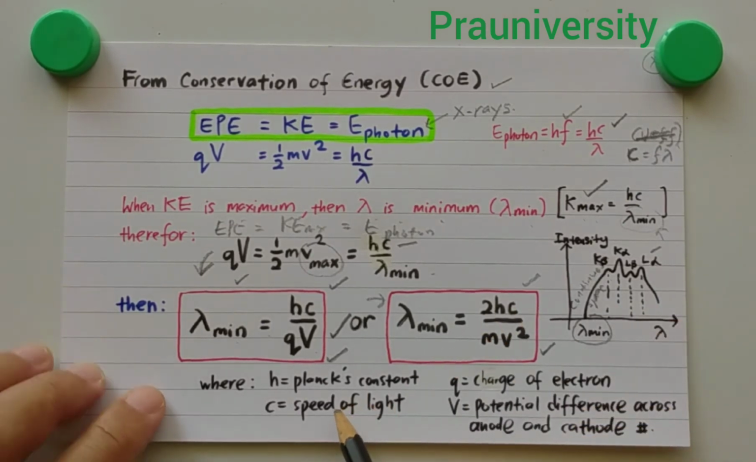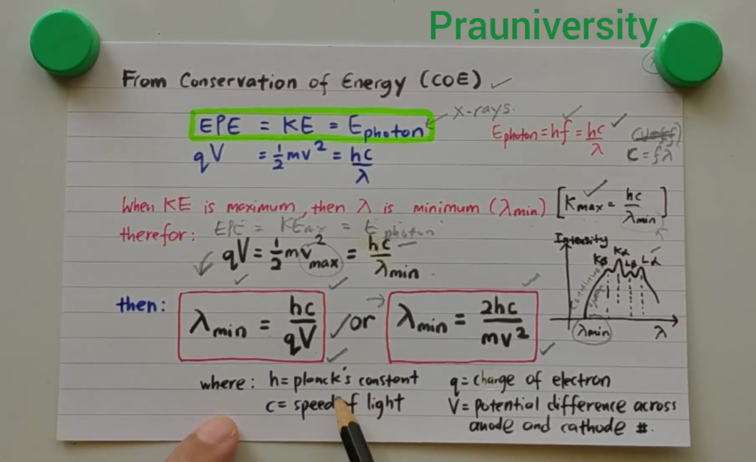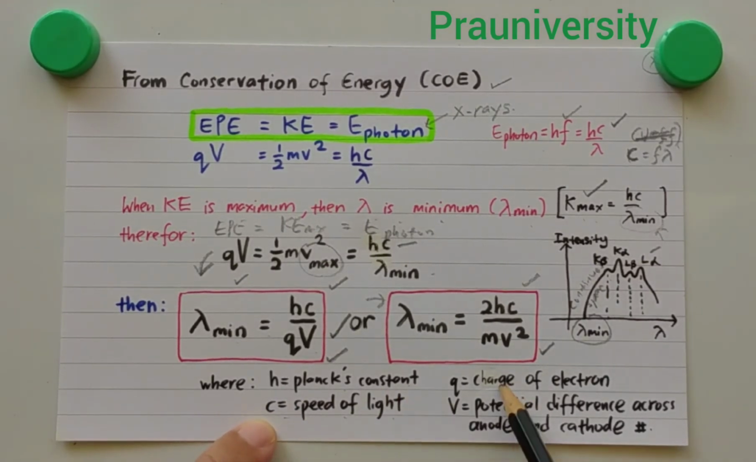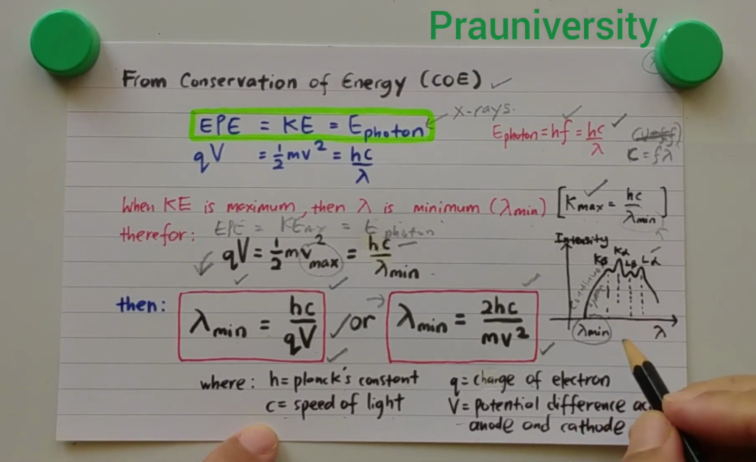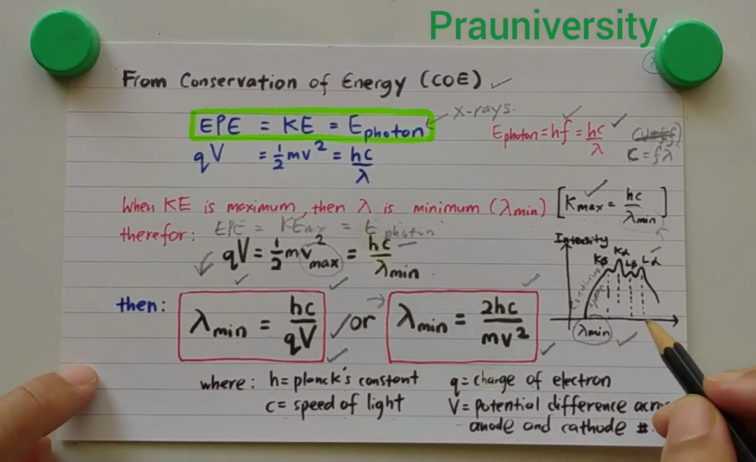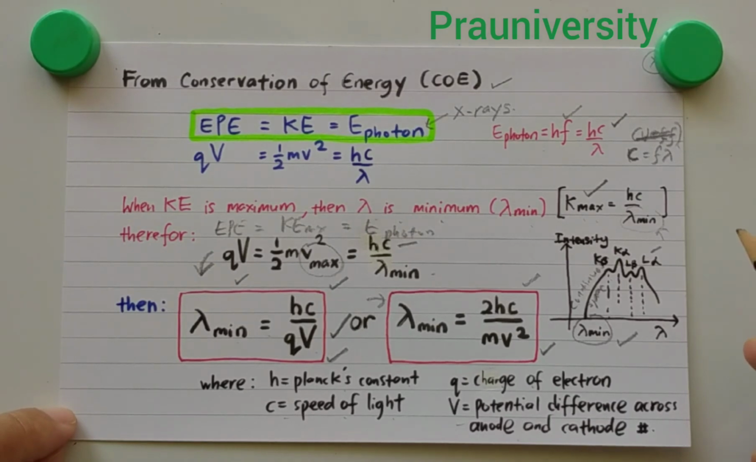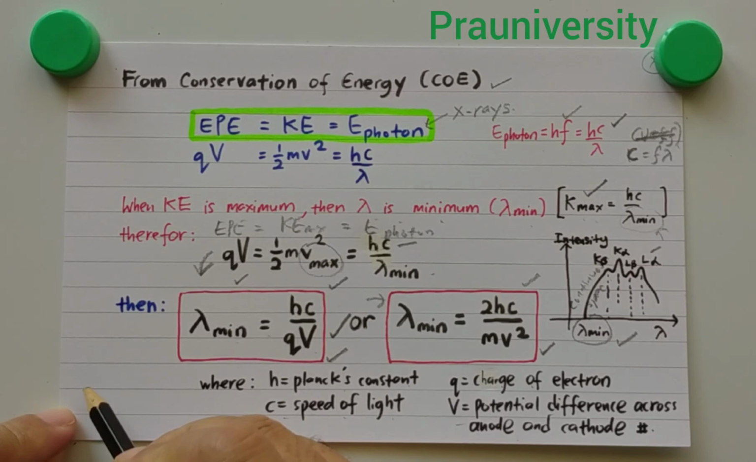Okay, so I just want to mention here, what is the h? h is the Planck constant. c is the speed of light. Q is the charge of electron. V is the potential difference across anode and cathode. Okay, so this is how we can derive the equation to find the lambda minimum. For this until now, hopefully you can understand the minimum wavelength of the continuous spectrum.